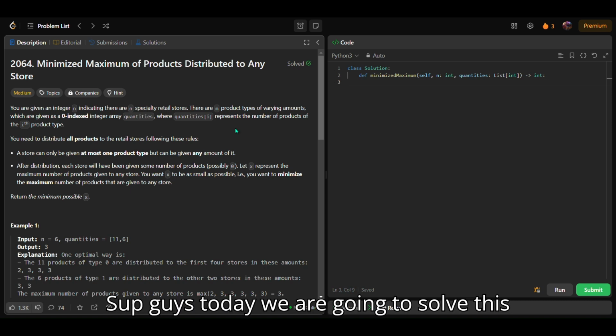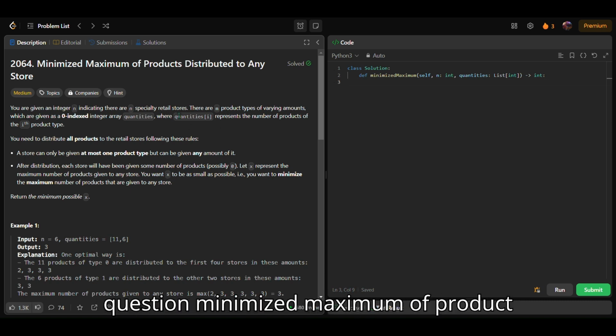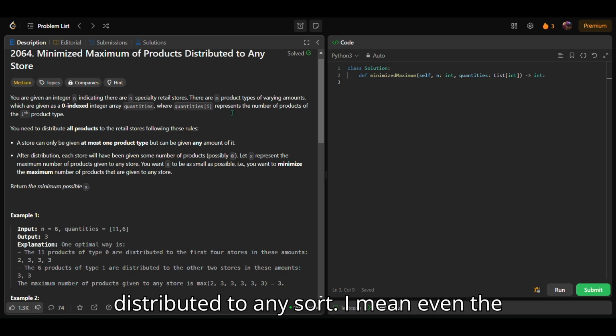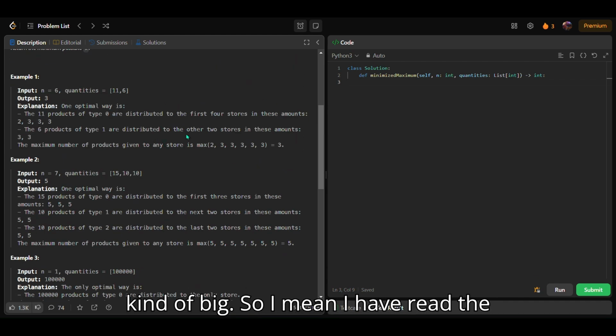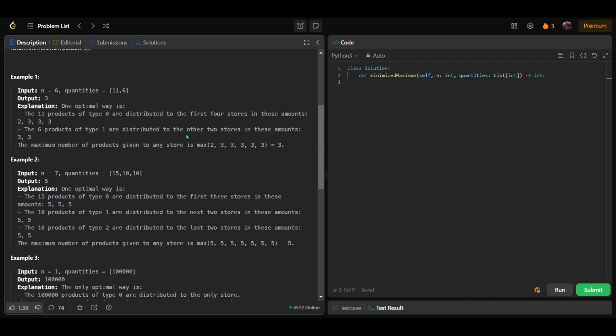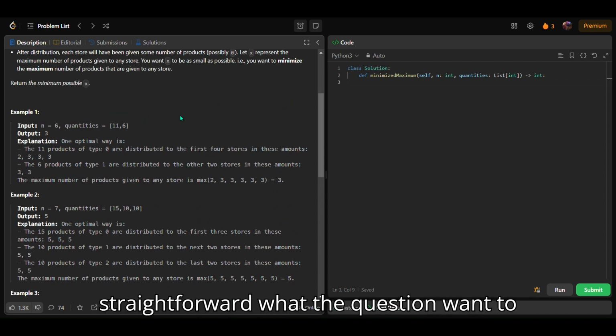Hi guys, today we are going to solve this question: Minimized Maximum of Products Distributed to Any Store. Even the title is so big and the description is kind of big. So, I've read the description and understood it. I hope I'm going straightforward with what the question wants to say.